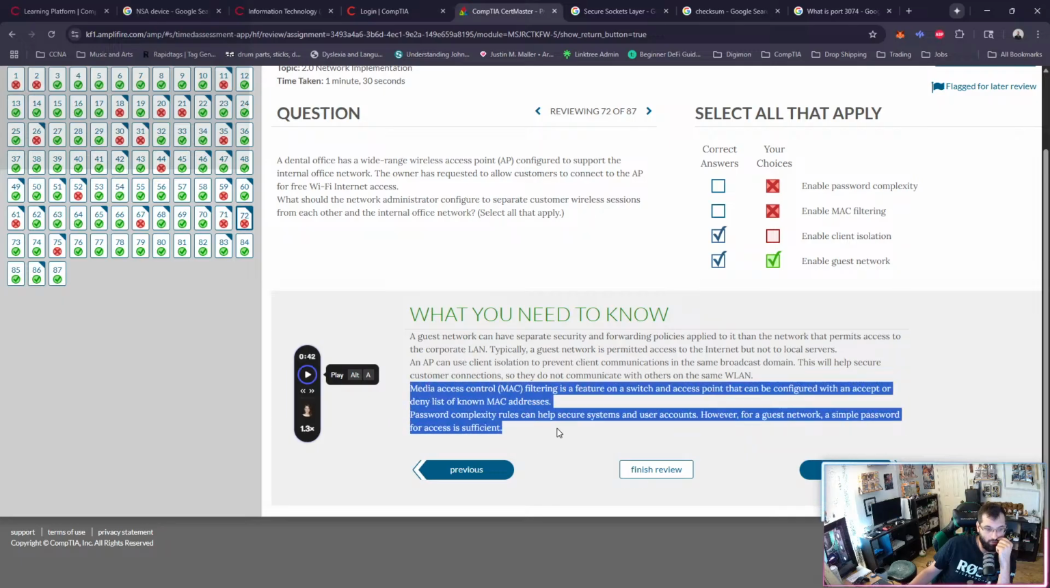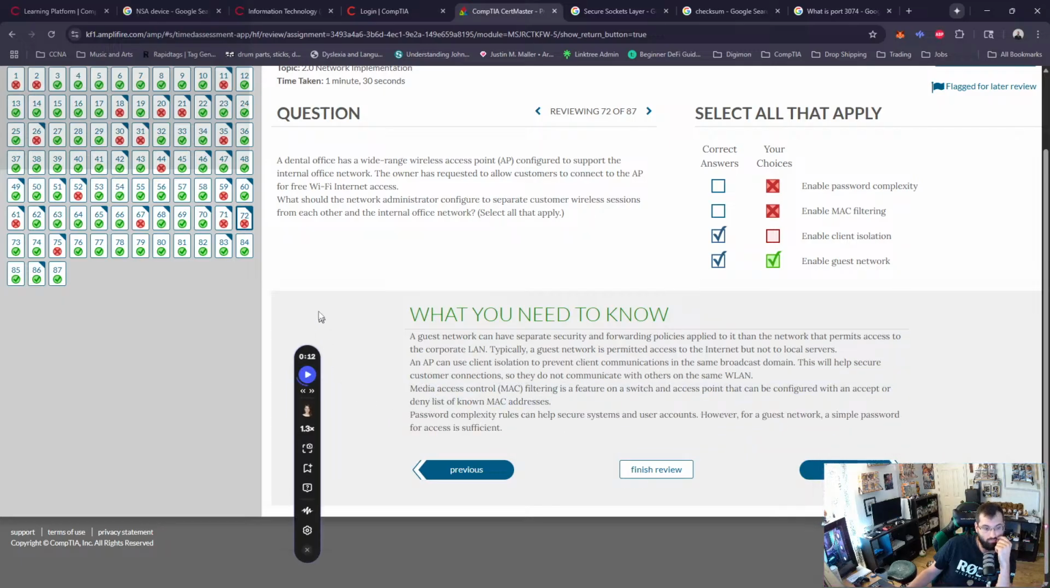Why is it not the other 2? Media access control (MAC) filtering is a feature on a switch and access point that can be configured with an accept or deny list of known MAC addresses. Password complexity rules can help secure systems and user accounts. However, for a guest network, a simple password for access is sufficient. So, like a lot of other things, I overthought this question.